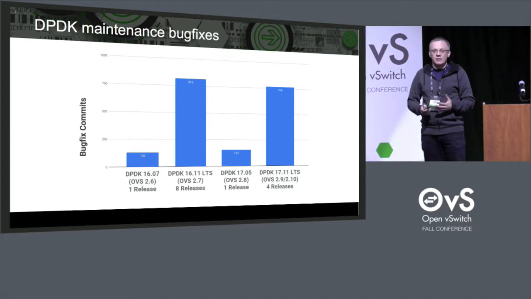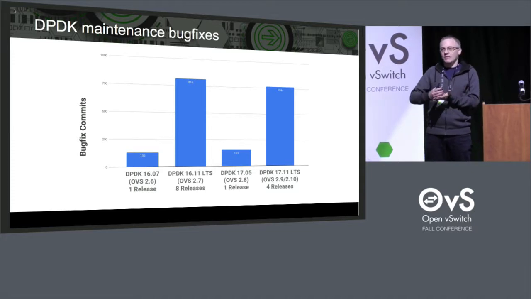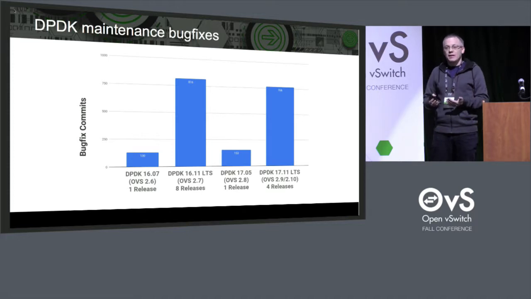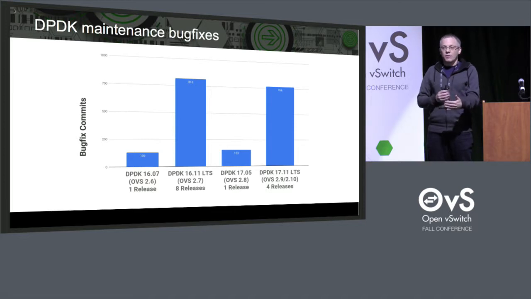Okay, so what does maintenance really mean? It's great to give a time frame, but maintenance means bug fixes. So if we look at the bug fix commits that have been put in for the DPDK releases that OVS uses, we can see with 16.07, because it wasn't an LTS, it got one batch of that 3-month support maintenance, so it got about 130 bug fixes. But then when 16.11 was used in OVS 2.7, we can see it's already got over 800 bug fixes.